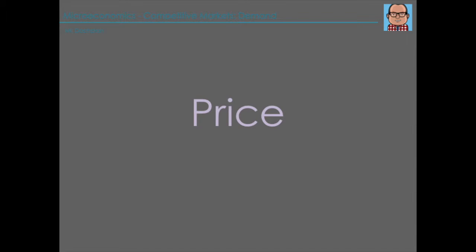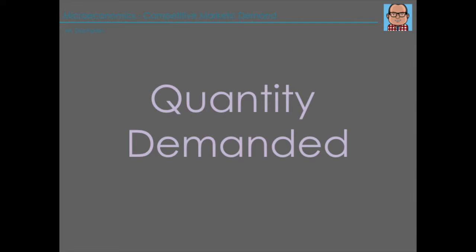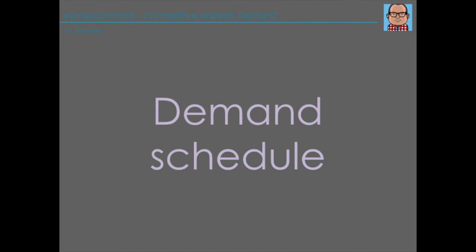Demand is the amount of a good or service that consumers are willing and able to buy at a given price. Price is the amount of money or other goods that one must pay to obtain a particular good. Quantity demanded is the quantity of a good that people want to buy at a given price. Demand schedule is a table illustrating the amount of a good or service consumers are willing to buy at a given price.